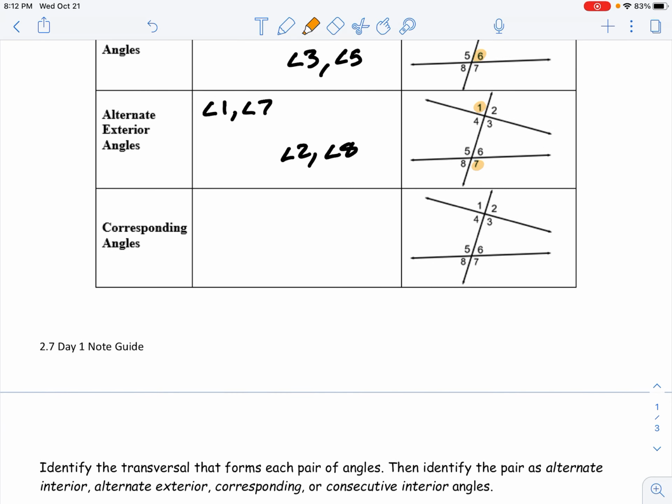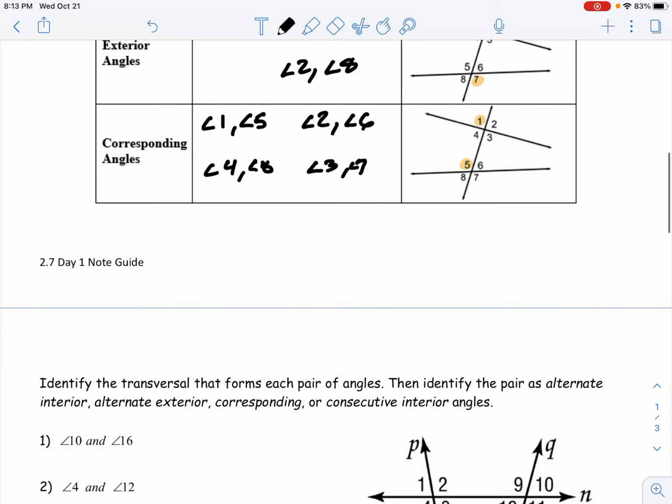Corresponding angles, I like to say that they're the ones that look like they're in the same position. For example, the ones that I've highlighted there are in the top left-hand corner. So that would be angle 1 and angle 5. Also angle 2 and angle 6. Angle 4 and angle 8. Angle 3 and angle 7. Okay, so basically those are all in the same position. So we've got top left, top right, bottom left, bottom right.